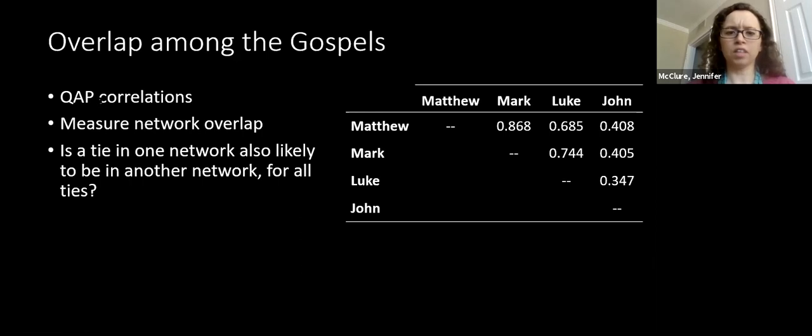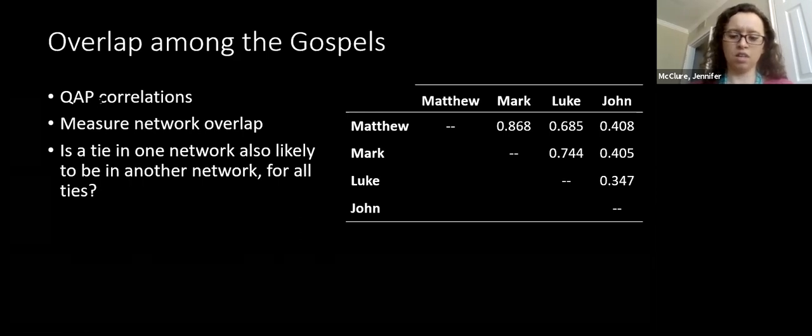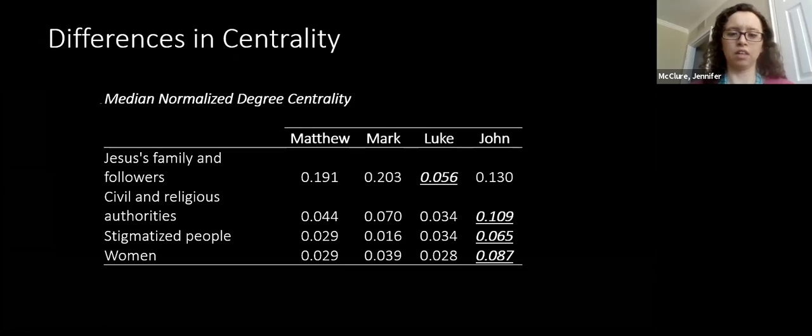There's another way that we can look at overlap, and it has to do with prominence in the network. And if you were with us for the first of the talk, I talked about something called degree centrality.